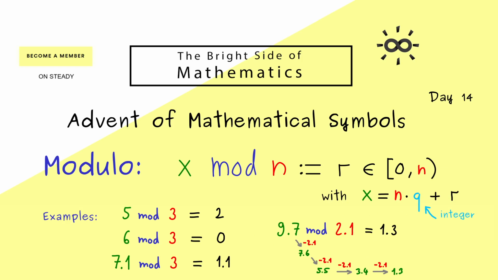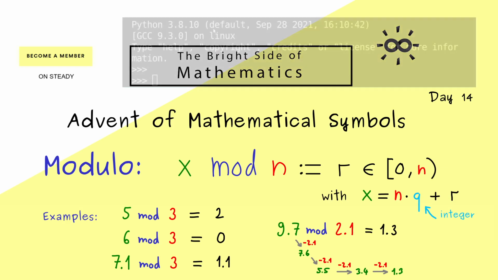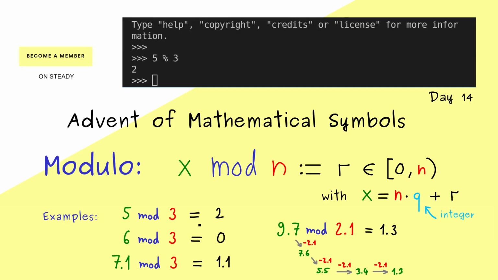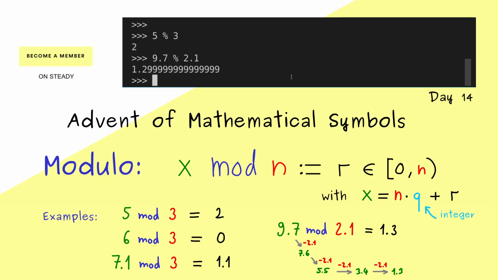Okay, now for the end of the video, I want to show you how the modulo operator is included in Python. Indeed, this is simple. Instead of mod, we use the percentage sign. So you see, this is exactly what the modulo operator should do. And of course, it also works for our decimal numbers as we had it before. However, as you can see, what can occur are some rounding errors.